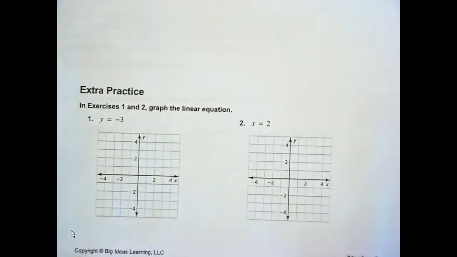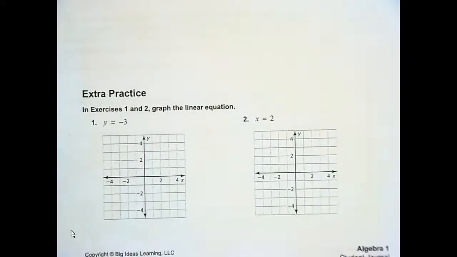Find page 77. Eyes up here. Page 77. Go ahead and graph number 1 and number 2.